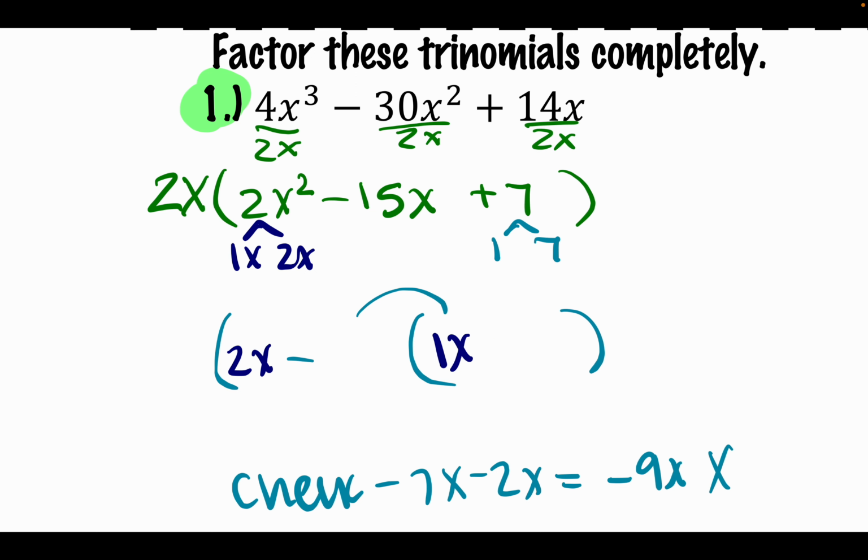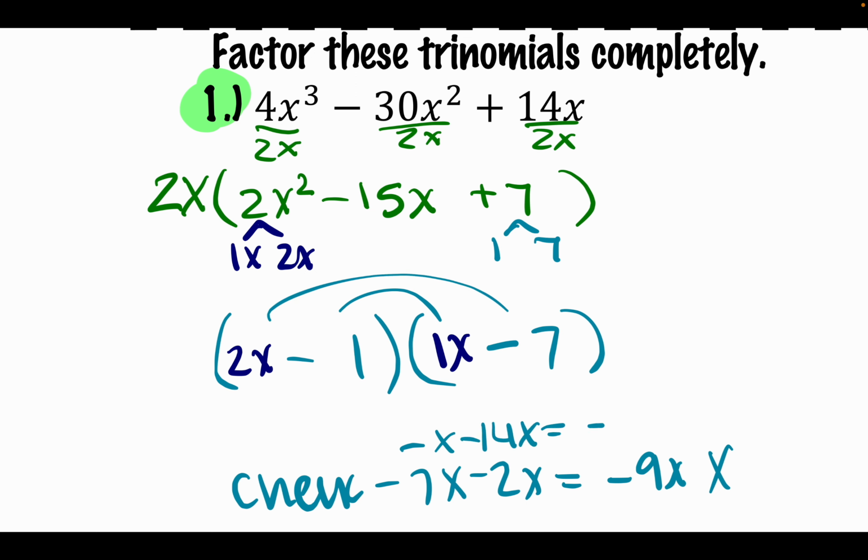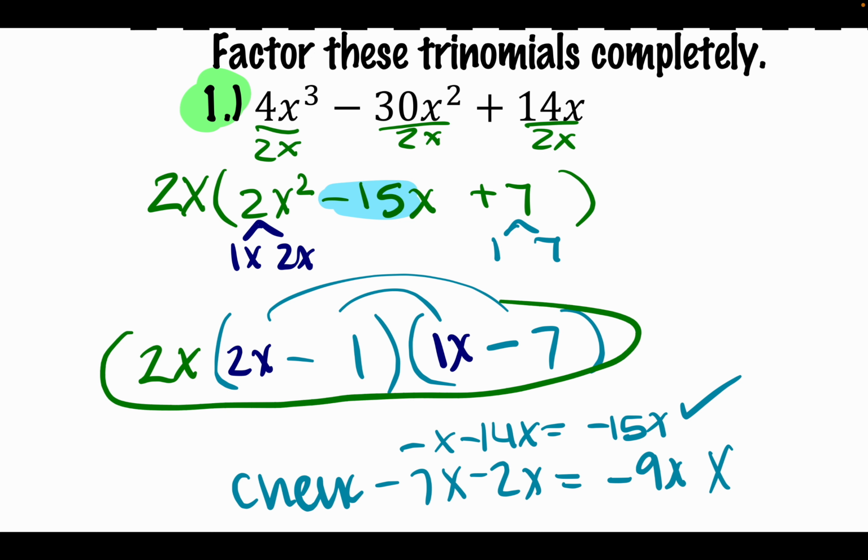So let's try switching our 7 and our 1. So let's do minus 7 minus 1. Okay, let's check now. We get negative 1x, negative 14x, and that gets us negative 15x, which checks because we were trying to get to negative 15x. And then our final answer, make sure we have that 2x that we factored out front, and we are golden. Oh yeah.